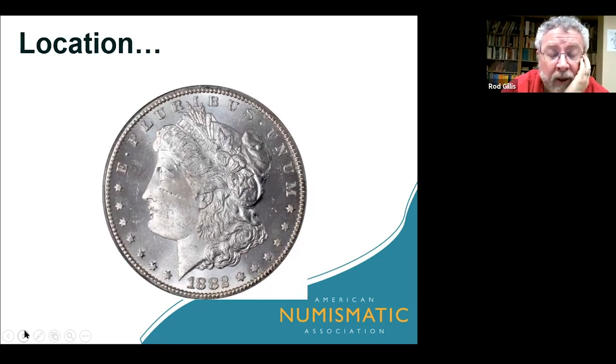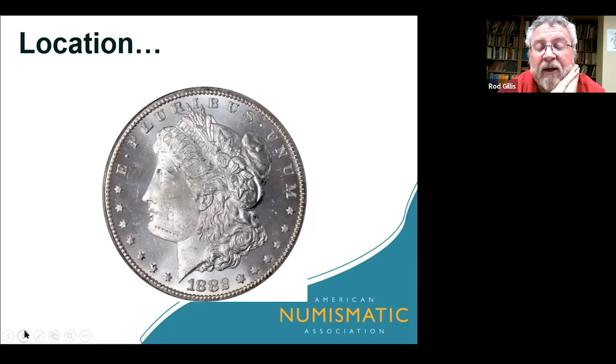Here's the same coin. Okay. Notice where the bag mark is now, right? This is a focal area. Your eyes are just attracted to that mark, sort of like a laser beam. So they're going to be less generous on the grade with this particular coin because the bag mark is in a much more obvious area than the first example.